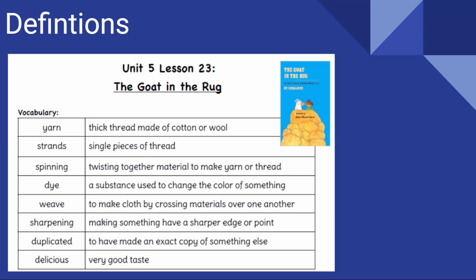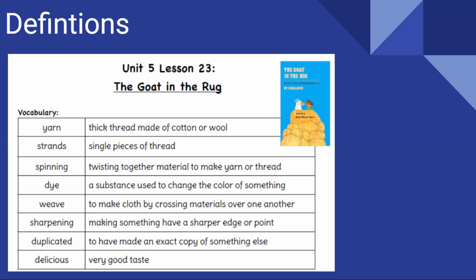Your next word is spinning. Spinning means twisting together materials to make yarn or thread. So it is a little bit different than the spinning of your bicycle wheel, but it kind of gets the same idea. So I want you to take your hair and I want you just to twist it ever so gently. And I want you to say spinning with a little twist on your tongue like this. Spinning, spinning, spinning.